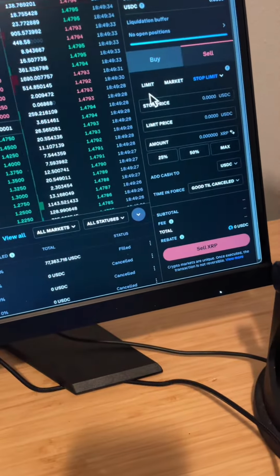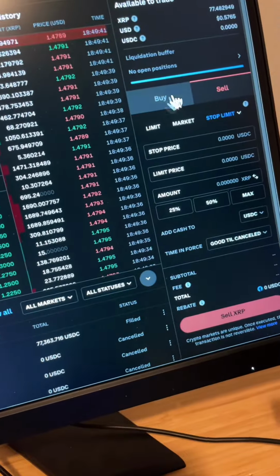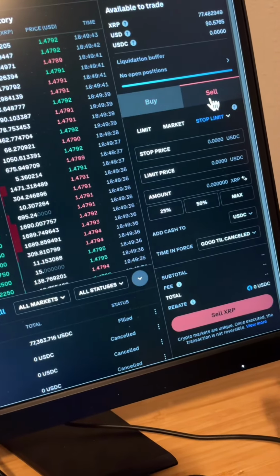We're in trading, this is Coinbase. There's a bunch of different trading apps, but this is how you do it in Coinbase. So what we're going to do is come over here and select sell.